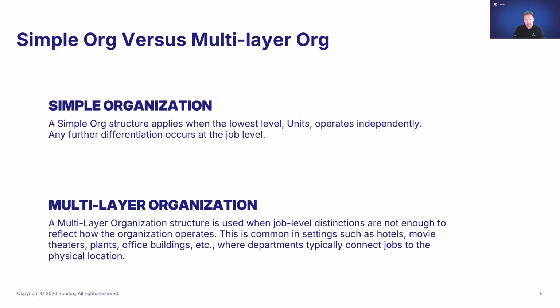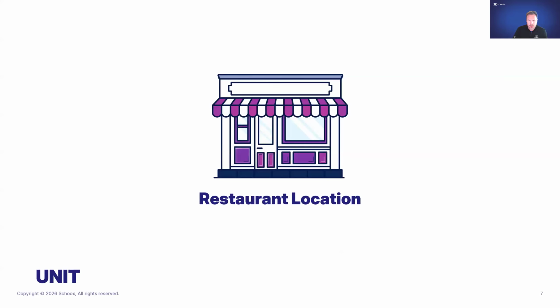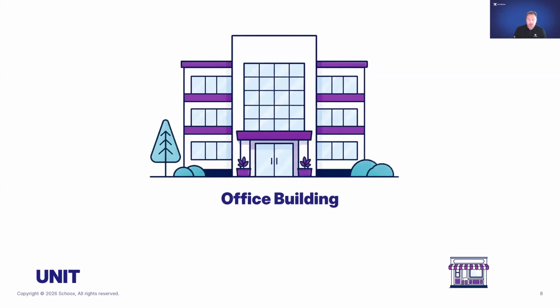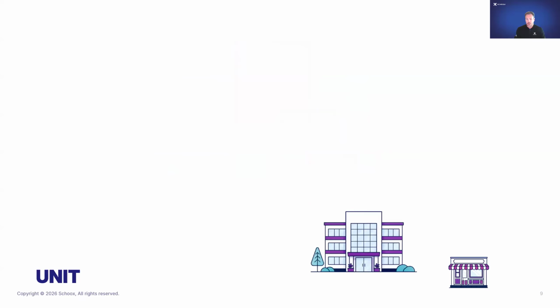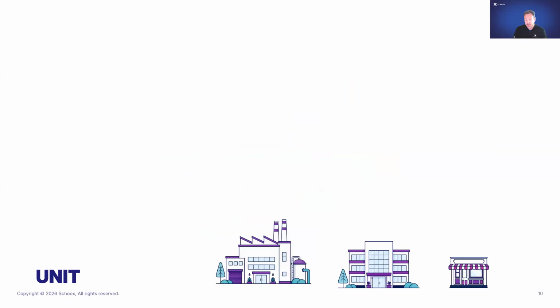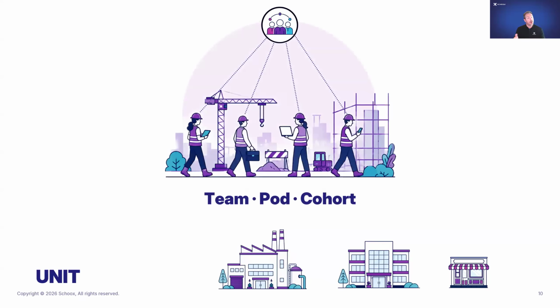And I'm going to actually show this right now, how this works with some fun little graphics. So here is a unit and a couple of different options. Restaurant location, how cute. And we have an office building. Depending on the structure, this could be a unit, and everything is delineated by the job. Another one we might see is a manufacturing plant, as I mentioned, and we have customers today that have each of these. So they have said a plant is a location, and the job delineates this.